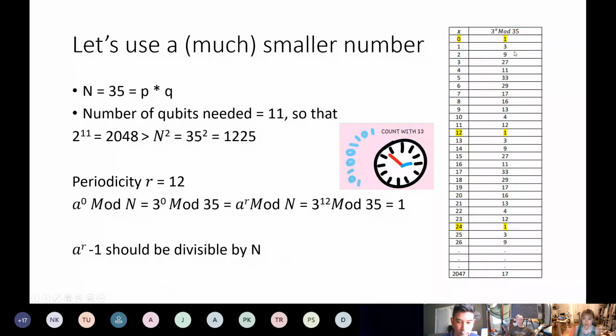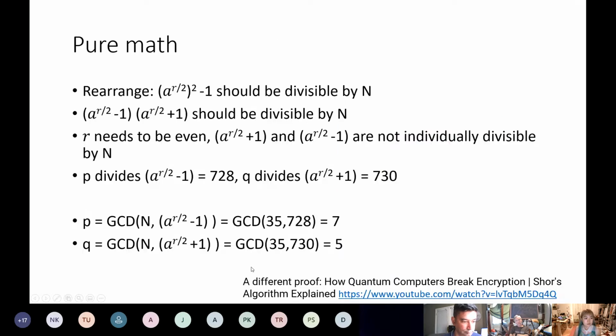Or you can use another number, 3 to the power of 1 minus 3, which should be divisible by n. But here you start to see that because r is the periodicity, that minus 1 should be the smallest number that is divisible by n. Then you can rearrange it. This is all pure math and some clever trick that has nothing to do with quantum.